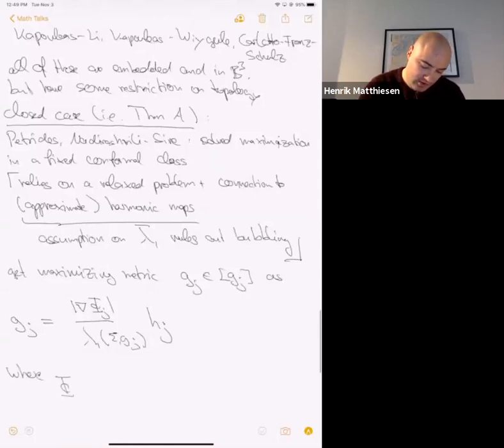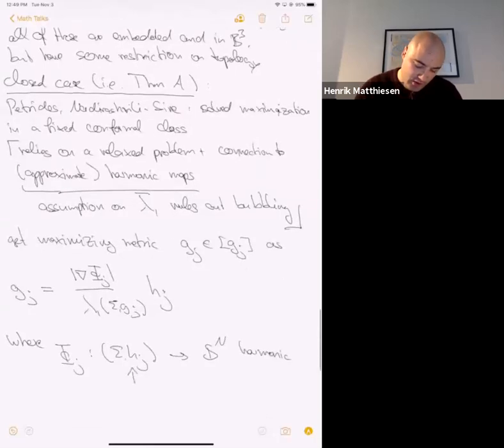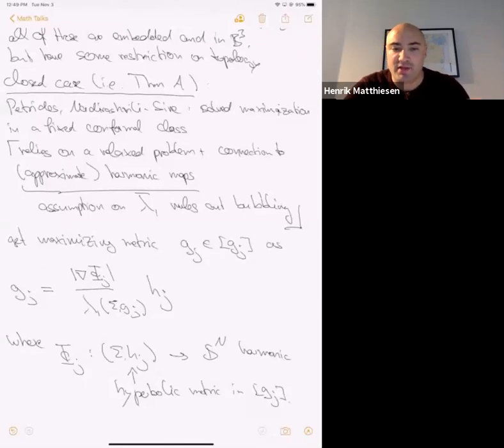So this thing here is a harmonic map to some sphere. So that's harmonic. And this is the hyperbolic metric in the conformal class. So again, conformal invariance is important here, right? Because the notion of being a harmonic map in that case is conformally invariant. So that works with taking the hyperbolic metric there.